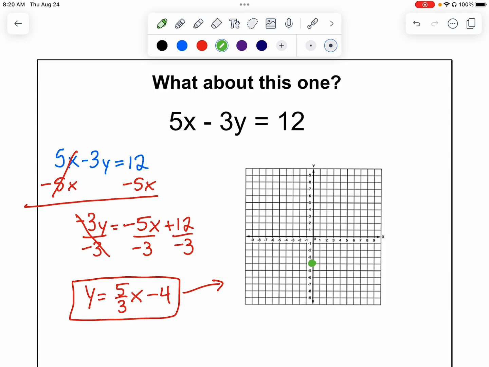And then my slope is 5 over 3, so I'm going to go up 1, 2, 3, 4, 5, and to the right 1, 2, 3. And then again, up 5, to the right 3, and put a point. And then we can draw our line. So that is when the number that it equals is not divisible by one of these numbers. If you divided it by 5, you'd get a decimal, so that's not ideal because it's harder to graph. So you want to rearrange it into slope-intercept form.